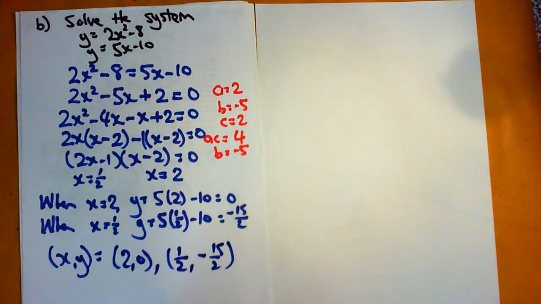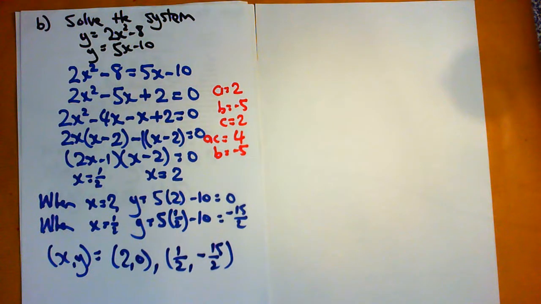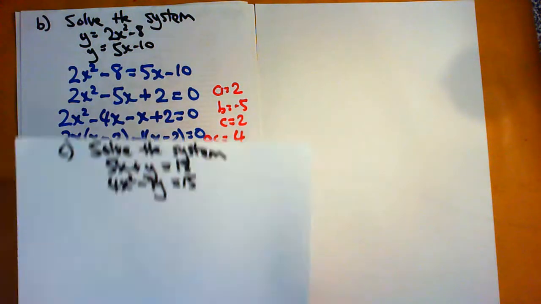So we've got two solutions there, and now we have question C, which is the following system. We've got 5x plus y equals 18, and 4x squared minus 7y equals 15. Here we cannot make the argument that both sides of the equation have the same left-hand side. We have to use substitution proper.